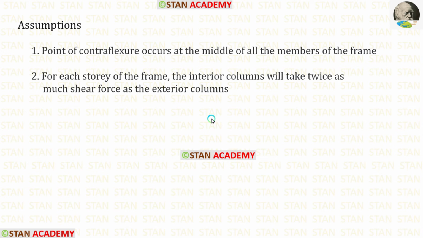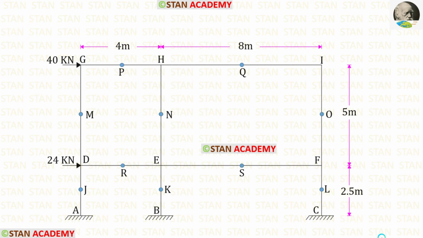Let us see the assumptions in the portal frame method. Point of contraflexure occurs at the middle of all of the members of the frame. For each story of the frame, the interior columns will take twice as much shear force as the exterior columns. We know that the point of contraflexure occurs in the center of every member. So let us name the centers. You can see that I have named all the centers of the members.